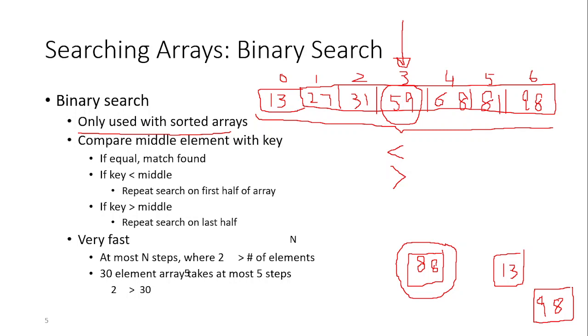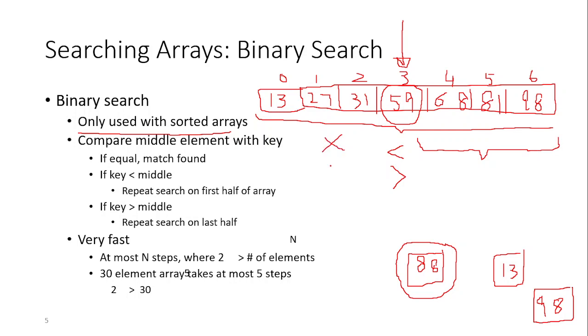We want to know, should we look for this element in the left half of the array or in the right half of the array? Since 88 is greater than this element and this array is sorted, we will find this element in the right half. We don't need to search for it in this half.